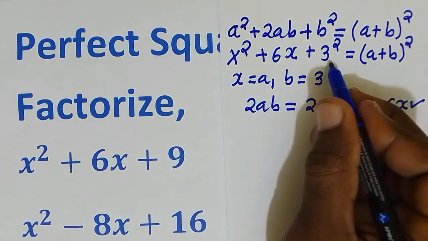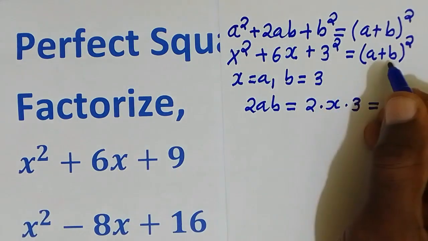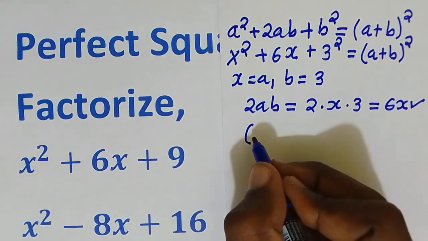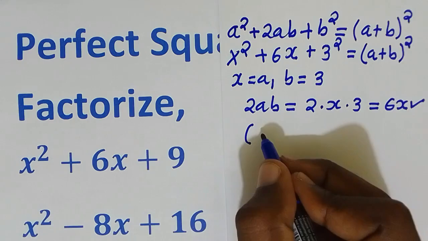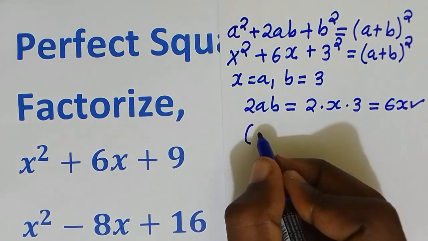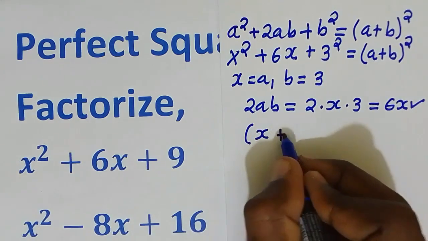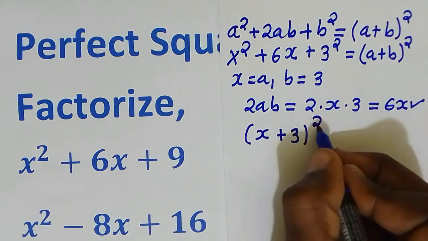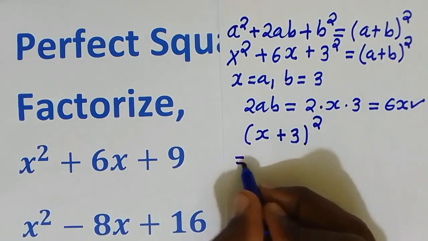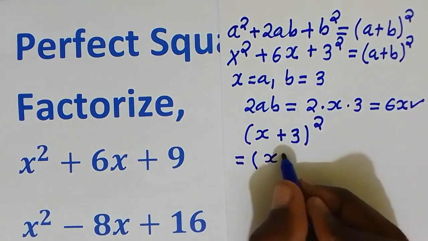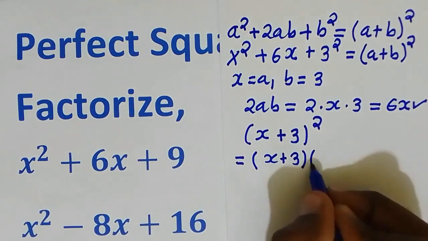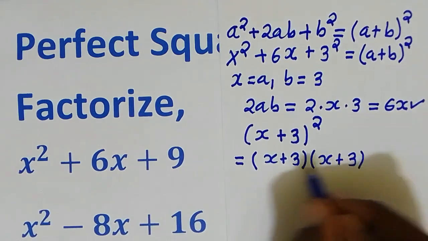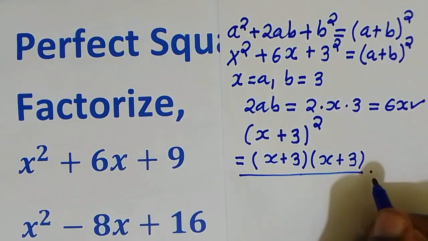Let us substitute the values of a and b into our factor. a is the same as x, plus b is the same as 3, but this is squared. This is the same as (x plus 3), again (x plus 3), and these are our factors.